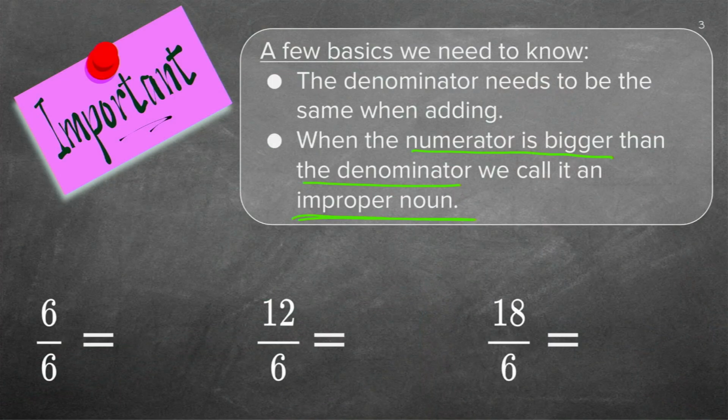6 sixths. In the previous lesson, we said if we cut a cake into 6 parts and I still have all 6 parts, I have one whole cake. So 6 sixths will be equal to 1 whole.